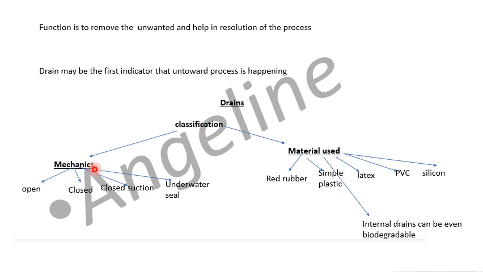So classification may be based on the mechanics. It's an open drain. It can be closed with a suction, or it can be an underwater seal, which is a type of closed. The material used could be red rubber, a simple plastic, latex, PVC, or even silicone. And now when you use internal drains, like when you're draining the hepatic ducts, you can use biodegradable ones so that you need not again do another endoscopy and remove it.